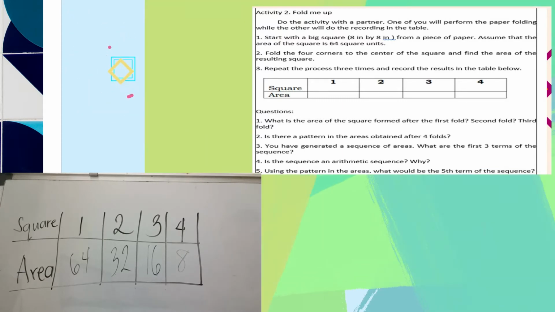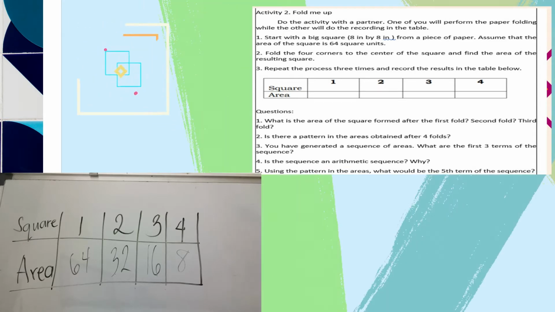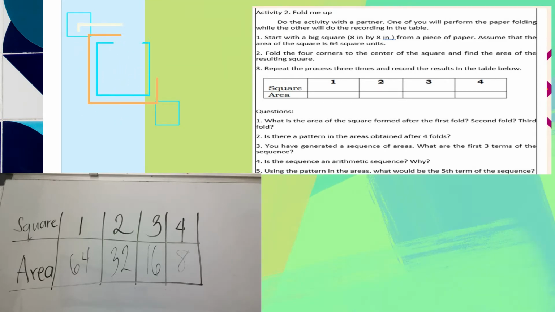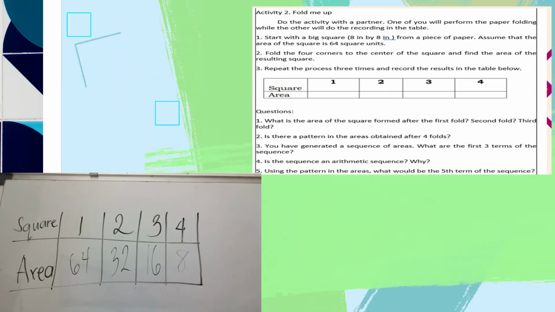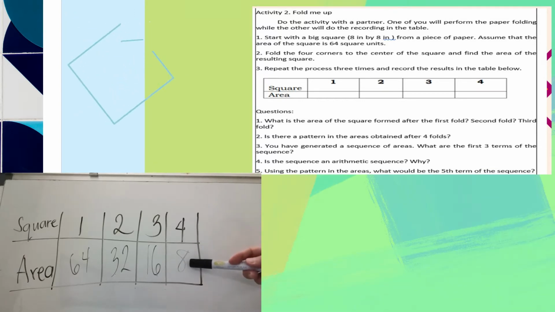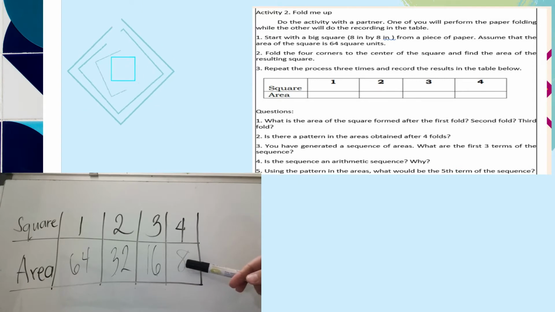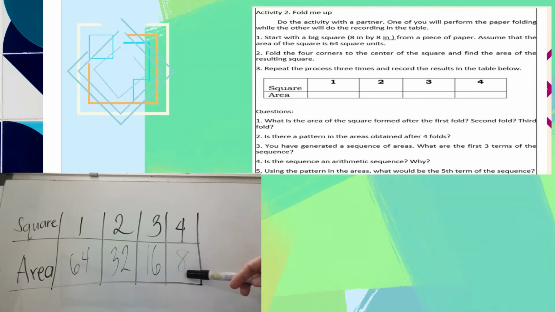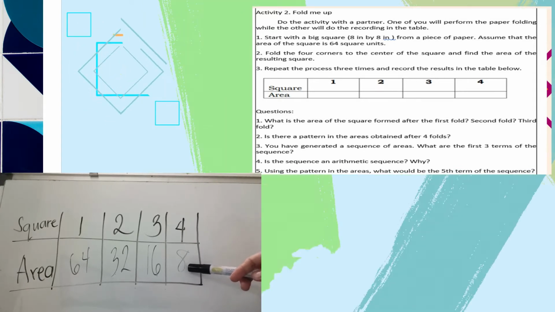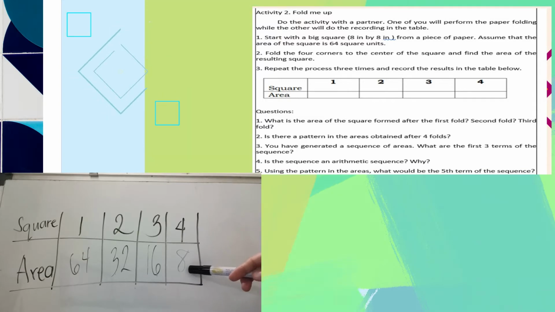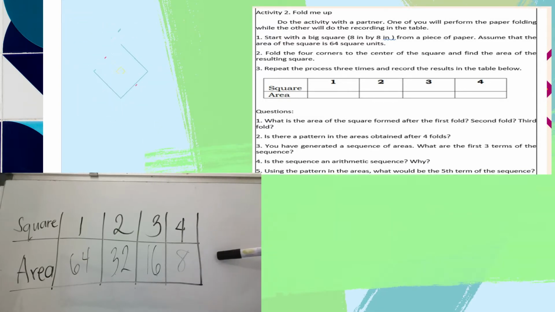Using the pattern in the areas, what will be the 5th term of the sequence? For the 5th term, we're just going to divide: the 4th term divided by 2. So that will be 8 divided by 2. So the answer for the 5th term of the sequence will be 4.